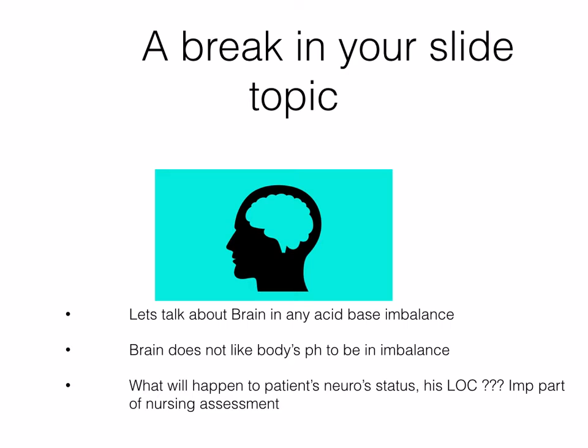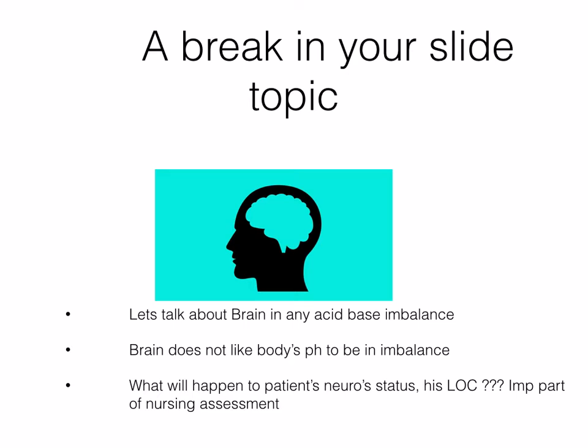I just did a little break in your slide topic. We were discussing respiratory acidosis, and I just paused because brain is a very important organ to be getting affected by the imbalance in the pH. Brain does not like body's pH to be in imbalance. So what will happen to patient's neurostatus, his LOC? This is very important part of nursing assessment. Brain likes the body's pH to be perfect all the time.